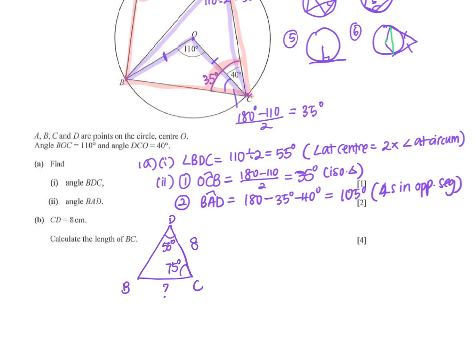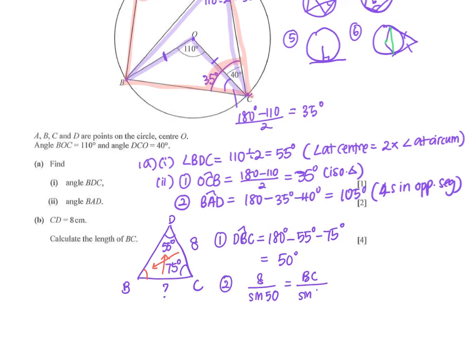So for BC, we can use the sine rule. BC with sine 55, 8 will be with sine of this angle. So first, let us find angle DBC. How to find angle DBC? That will be 180 minus 55 minus 75 and give us the answer 50 degrees. Then from there, we can use the sine rule. 8 over sine 50 equals BC over sine 55.